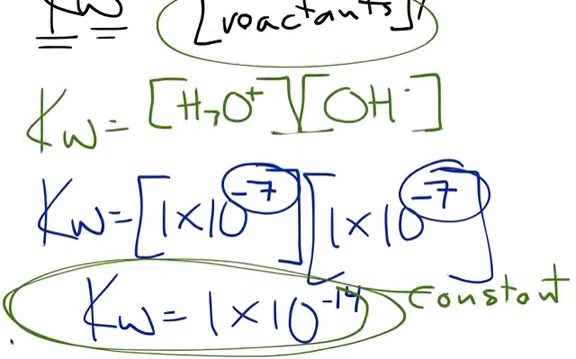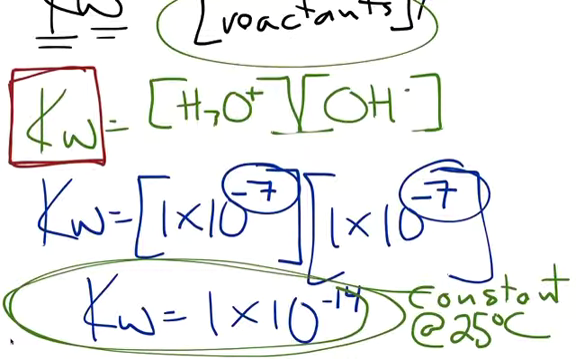The product of our hydronium and our hydroxide ion concentration are always going to have to equal 1 times 10 to the negative 14th. This is a constant for water at 25 degrees Celsius. So what does that mean if it's a constant? Well, if our Kw is a constant for water, then for any acid-base solution we have in water, the product of the hydronium and hydroxide ion concentrations always has to equal that.